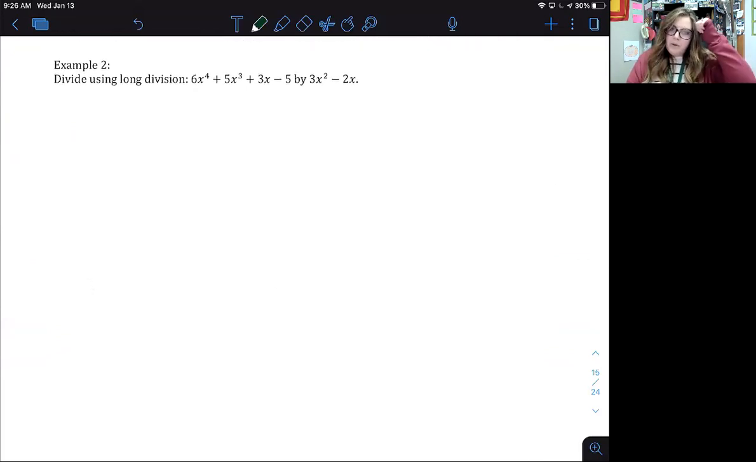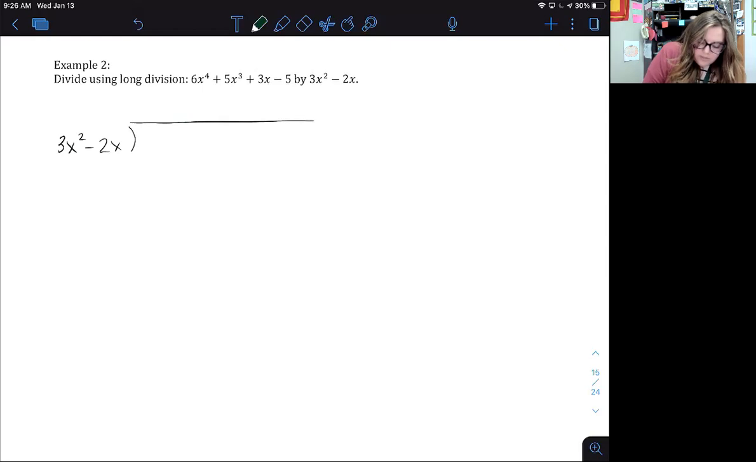This one has higher powers. So 6x to the fourth plus 5x cubed plus 3x minus 5 by 3x squared minus 2x. So the 3x squared minus 2x, that's going to go on the outside. And then we're going to divide by, so 6x to the fourth plus 5x cubed. This one we're missing our squared term, so I'm going to put in plus 0x squared plus 3x minus 5.